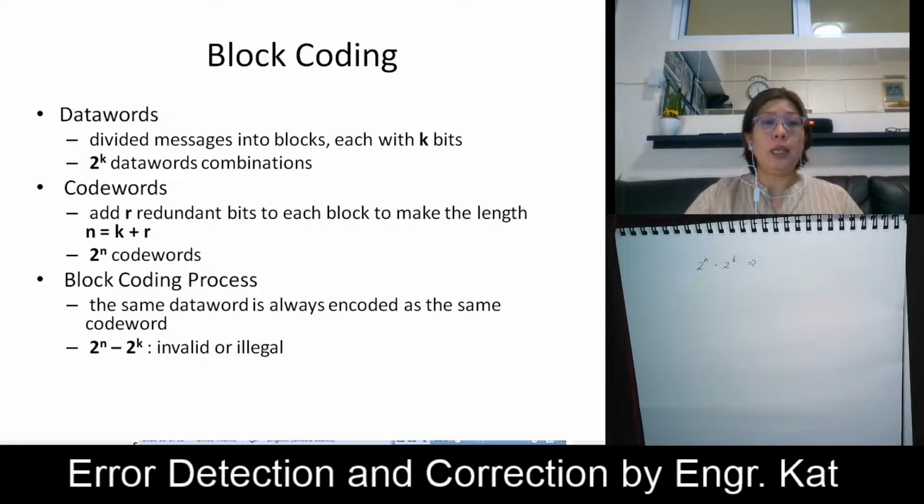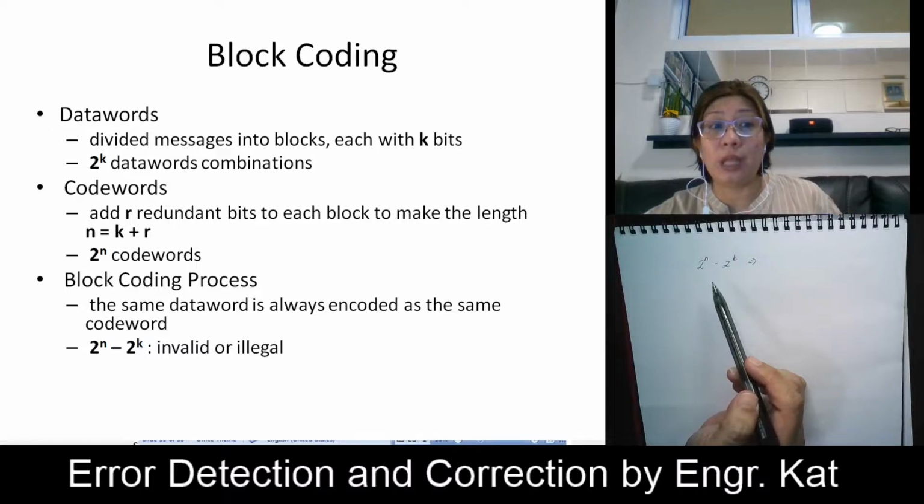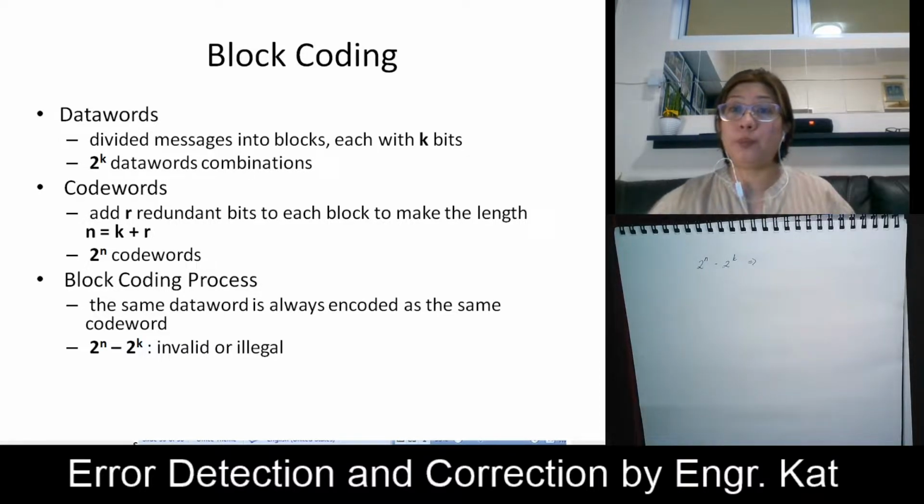In error detection, given the existence of these invalid codes, if ever the receiver receives an invalid code word, this indicates that the data was corrupted during transmission. That is an example of error detection: if a receiver receives a code word within these specific values, it is already an indication that the data was somewhat corrupted during transmission.